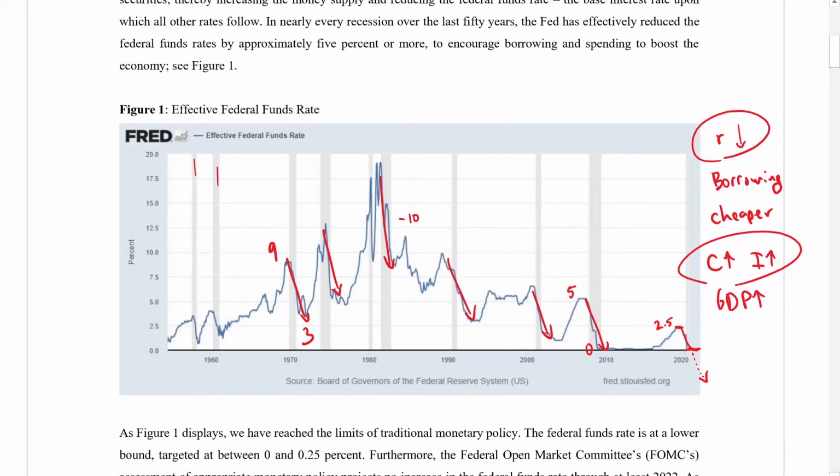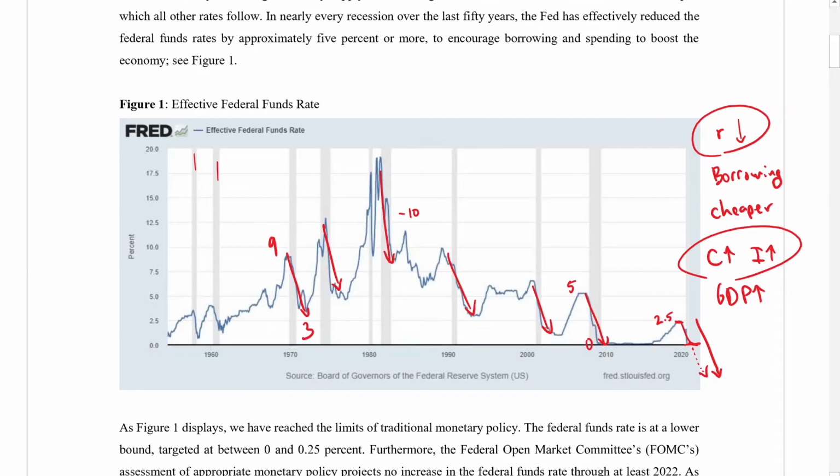That's what the Federal Reserve is trying to do, but again, they don't have all of that room to do it this time, so they're doing some different types of monetary policy this time around.